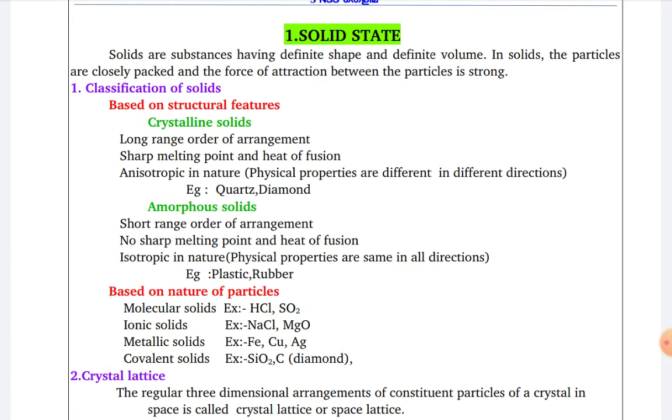and heat of fusion. It is isotropic in nature. Isotropic in nature means the physical properties are the same in all directions. Example, plastic and rubber.